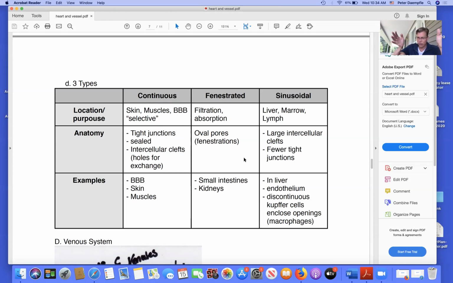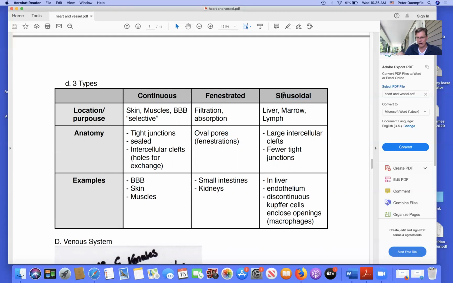Fenestration, the word to defenestrate means to throw out a window. I had a physics teacher that always said that to me. It's crazy. But fenestrations mean little holes or openings, oval pores. So fenestrated capillaries have open pores, and as you can see in figure 13.11, the picture of the fenestrated capillary shows little holes or open pores to allow filtration or absorption. The kidneys, the small intestines, areas where there's absorption of food or filtration to produce urine, you'll find fenestrated capillaries.